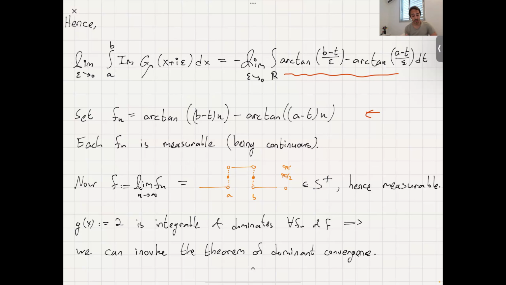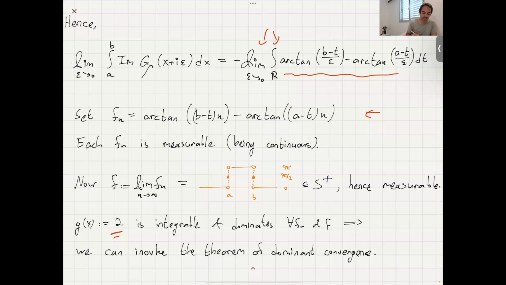Each fn is clearly measurable because it's a continuous function in t. A and b are fixed, and n is fixed. So each of them is measurable. If we show that their limit function is also measurable, and that all of the fn's and f itself are dominated by some integrable function, in particular, we are just going to choose the function 2, then we can invoke the dominated convergence theorem to justify the switch of the limit and that integral.